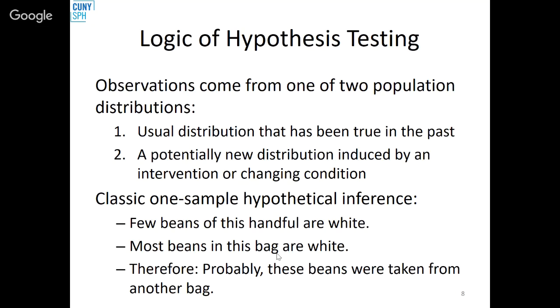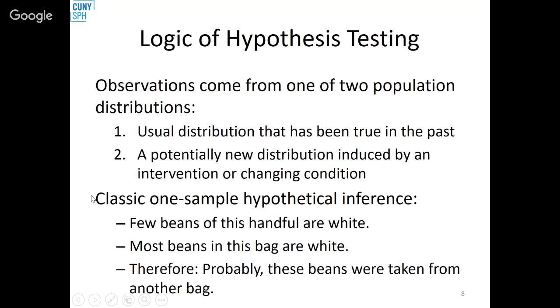The logic of hypothesis testing is basically this: your observations come from one of two population distributions, and before you do your study, you're not sure which. It's either a usual distribution that you've seen in the past, or it's something new that has been induced either by an intervention or because it's a specific group of people.